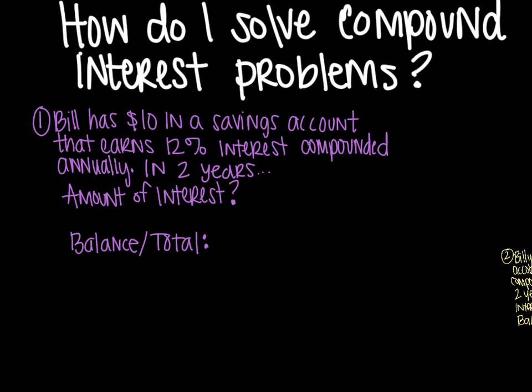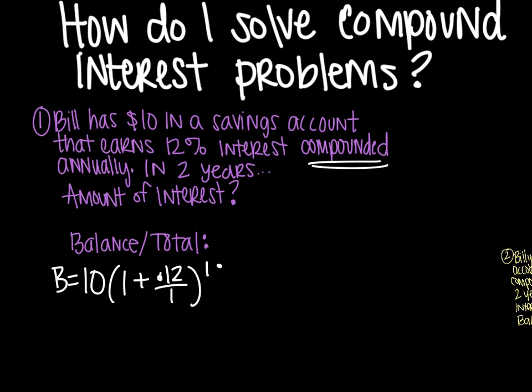Bill has $10 in a savings account that earns 12% interest compounded annually. That word right there, compounded, is what tells me this is a compound interest formula. So I need to start with my formula, which is B equals my principal, which is $10, times my 1 plus, that's always going to stay there, never changes, my interest rate as a decimal, so 0.12, over the number of times it's compounded in a year, which is just once. That's what annually means, once a year. And then we're going to take that 1, stays there, times our time, which is 2 years.